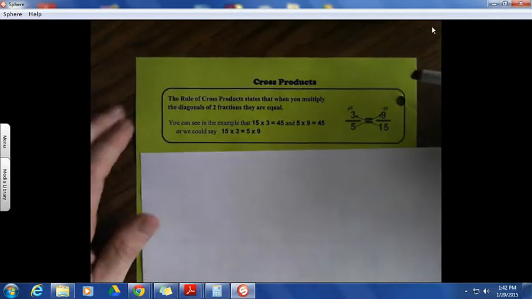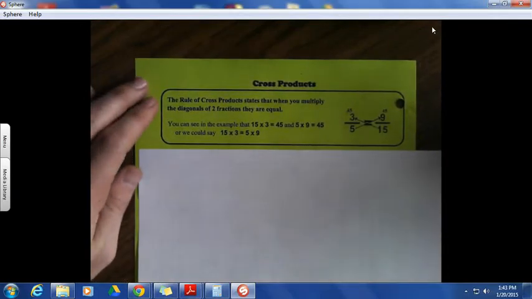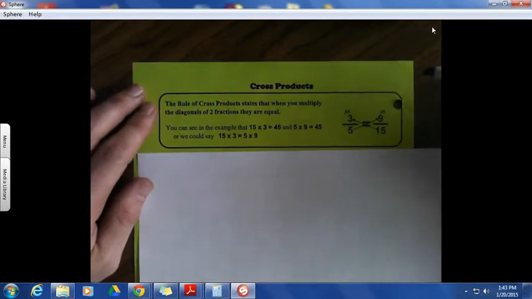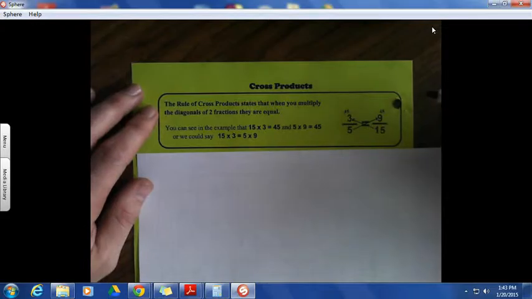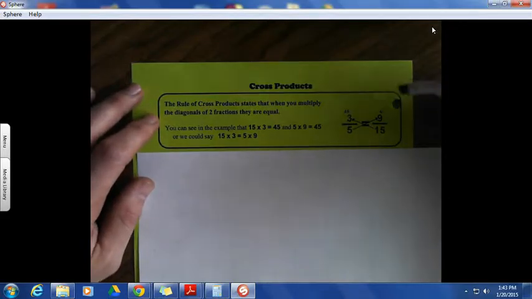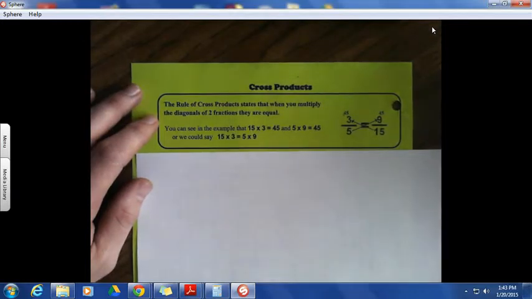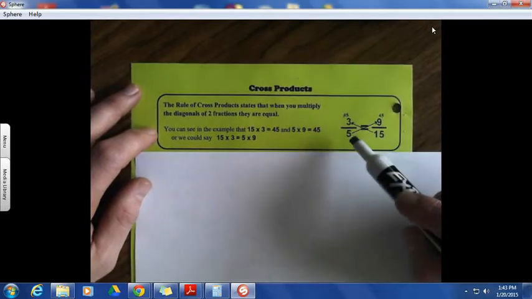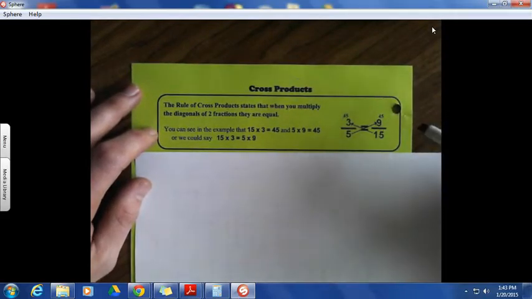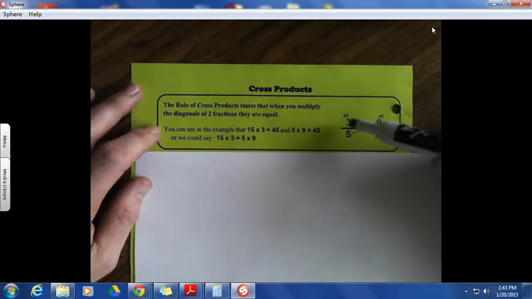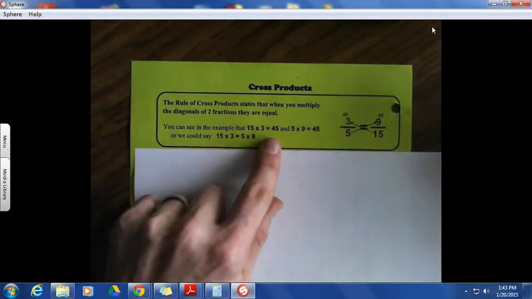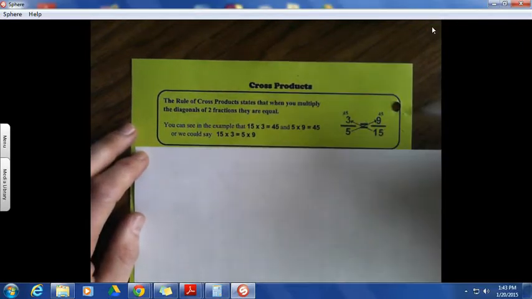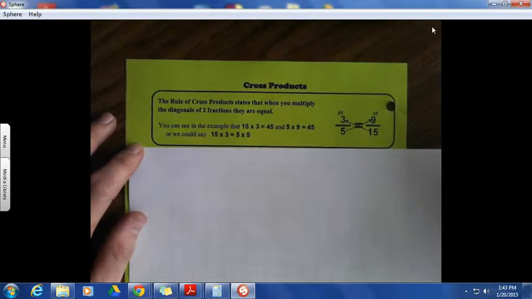So let's talk about cross products. This is multiplication. And I'm on page 26 of your cheat sheet book right now. Cross products. The rule of cross products states that when you multiply the diagonals of two fractions, they are equal. You can see in the example that when we multiply the diagonals, the numbers that are across from one another, they are equal. So 3 times 15 is 45, and 5 times 9 is 45. So when we multiply diagonals, the numbers are equal.